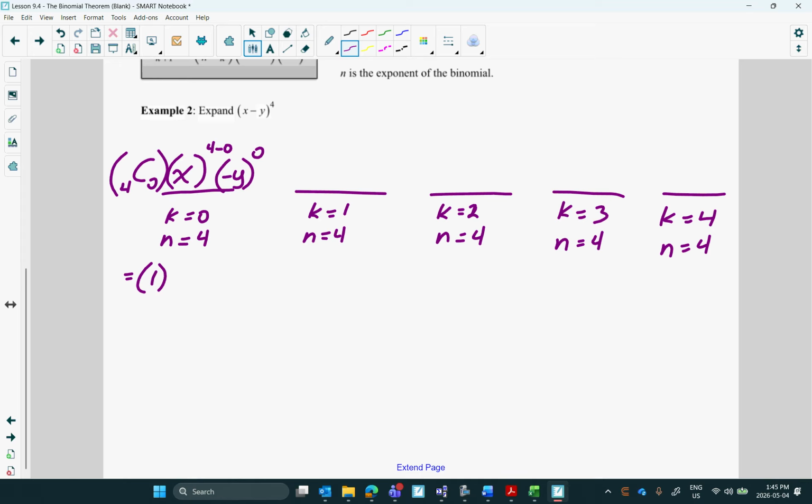What's an easier way to say x to the 4 minus 0? X to the 4th. And negative y to the 0? What's negative y to the 0? 1. So for the first term, the easiest way to say it is just x to the 4th.